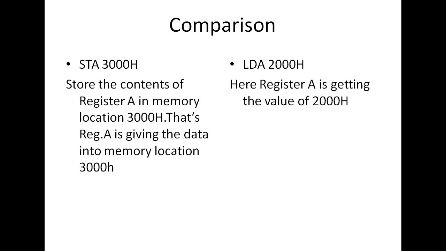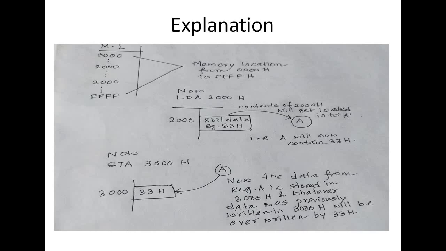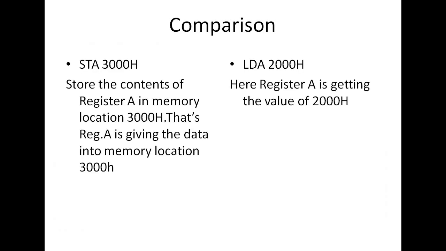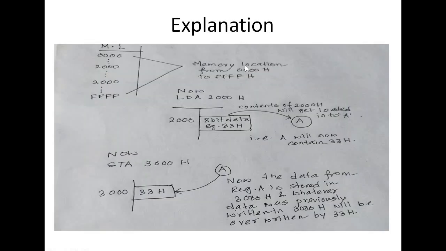So the microprocessor will first locate the memory location 3000H, and whatever 8-bit data is in the accumulator will get loaded into 3000H. It is just the opposite of LDA. What was done in LDA? The data of 2000H was loaded into accumulator, and here the data of register A will get loaded into the 3000H memory location. ST means store, and LD means load. Clear?